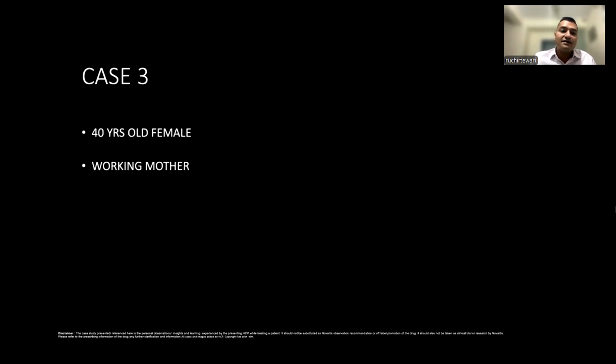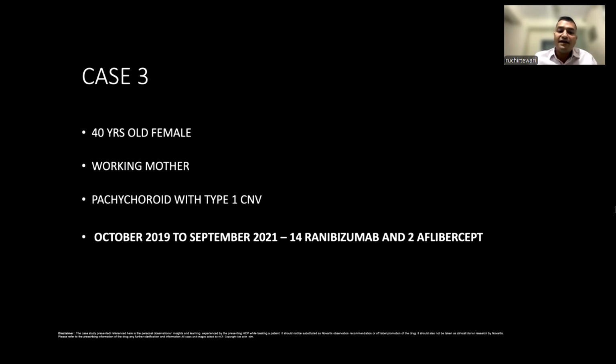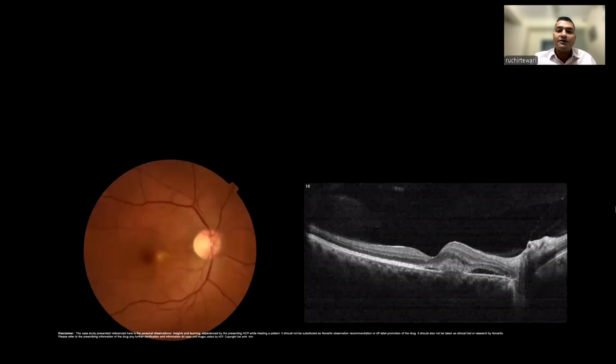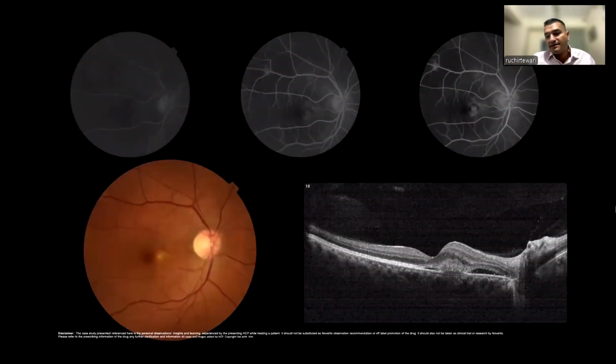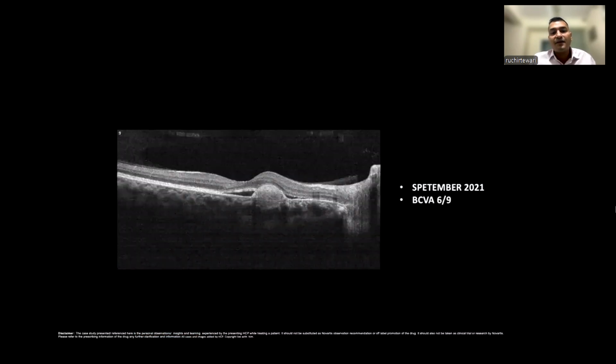The last patient of this series is a 40-year-old female. She's a working mother. She was diagnosed as pachychoroid with type 1 CNV. Between October 2019 to September of 2021, I had to inject 14 ranibizumab and 2 aflibercept injections, but her BCVA was maintained at 6/9. So this is one of the cases. This is the OCT of the patient showing the CNV and the angiography showing the leakage. So this is September of 20.